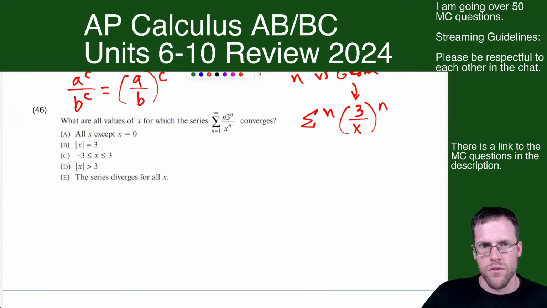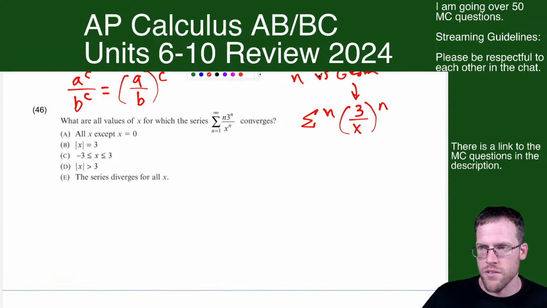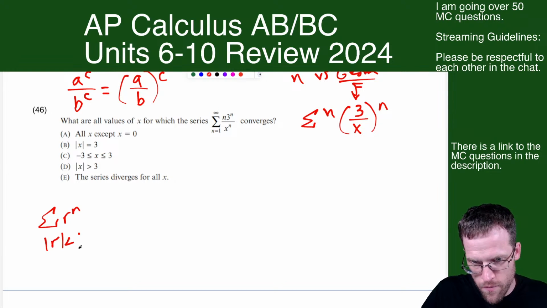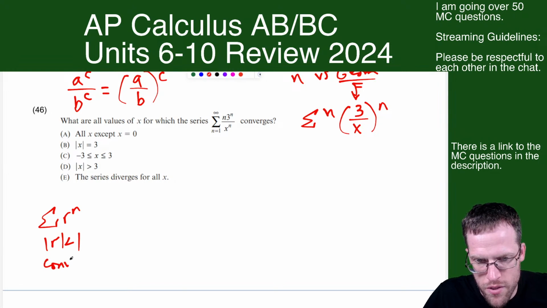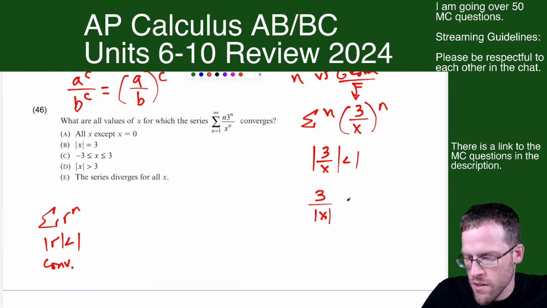Let me just maximize it so that doesn't happen again. So it's geometric versus n, and the geometric one wins, so I really just have to focus on this. I remember that for a geometric series, absolute value of r less than 1 means converges. So here I'm thinking absolute value of 3 over x less than 1 means converge. So this is 3 over absolute value x.